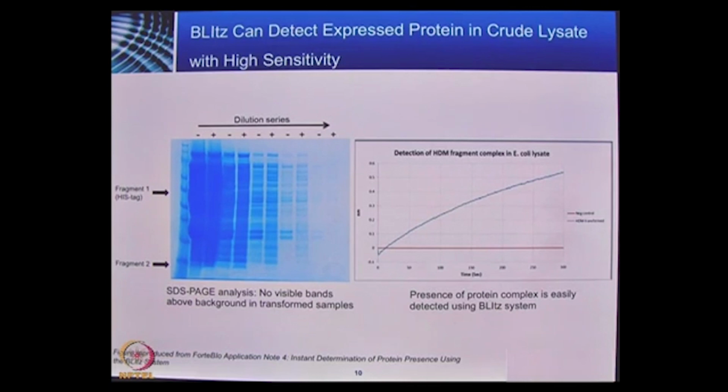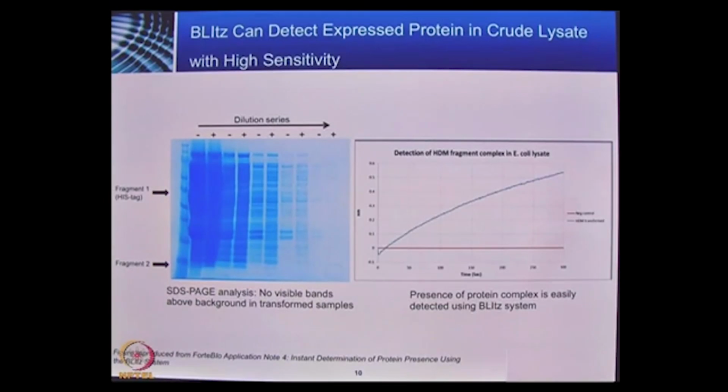In the experiment, we are expressing two molecules, or two proteins, in E. coli. Research has shown that these two proteins will bind to each other and form a tight complex in E. coli. Between the two proteins, one of them has been His tagged, so we can use an anti-His antibody to detect that particular fragment. We express these two proteins simultaneously in E. coli, and we run the cell lysate on an SDS-PAGE gel.